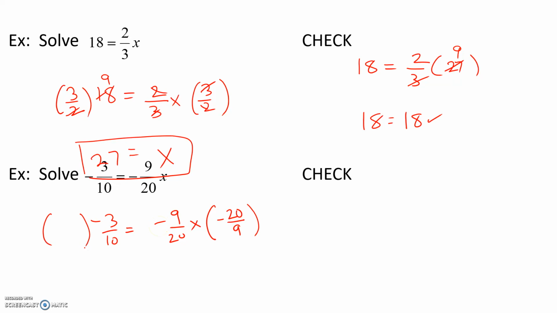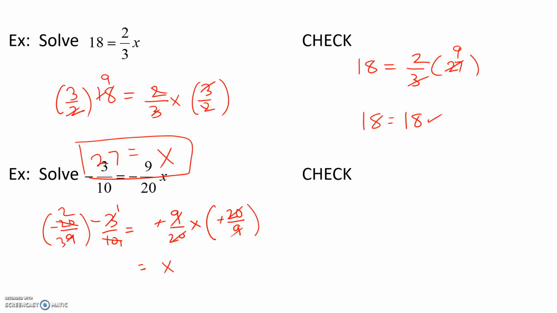Whatever you multiply the right side by, the left side would get multiplied by the exact same term, which is negative 20 over 9. On the right side, negative times a negative is positive. The 9's cross cancel, the 20's cross cancel, and we're left with x. 10 goes into 20 2 times. 10 goes into itself once. 3 goes into itself once. 3 goes into 9 3 times.